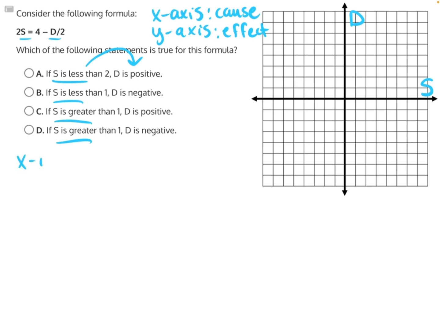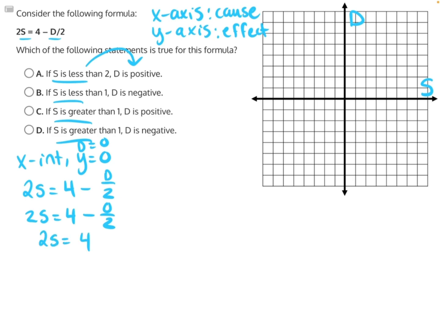Let's start with our x-intercept, or where y equals 0. In this case, when D equals 0. And now we can rewrite our expression, 2s equals 4 minus d over 2. Then we're going to substitute in 0 for d. 0 divided by 2 would just give us 0, so that leaves us with 4 on this right-hand side. Then 2 is being multiplied to s, so we will do the opposite and divide both sides by 2, leaving us with s equals 4 divided by 2, which is 2. And that will give us the first coordinate point of 2, 0.